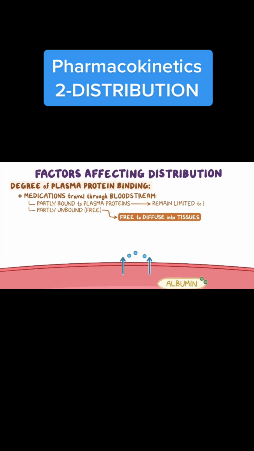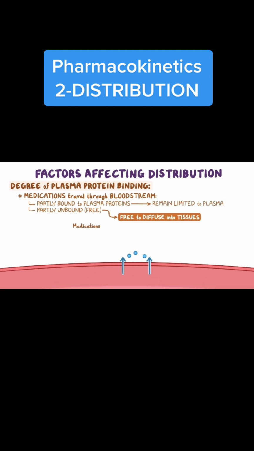Another factor affecting distribution is the degree of plasma protein binding. Medications travel through the bloodstream partly bound to plasma proteins, like albumin, and partly unbound or free. But only the unbound fraction is free to diffuse into tissues, whereas medication molecules that are bound to plasma proteins remain limited to the plasma.